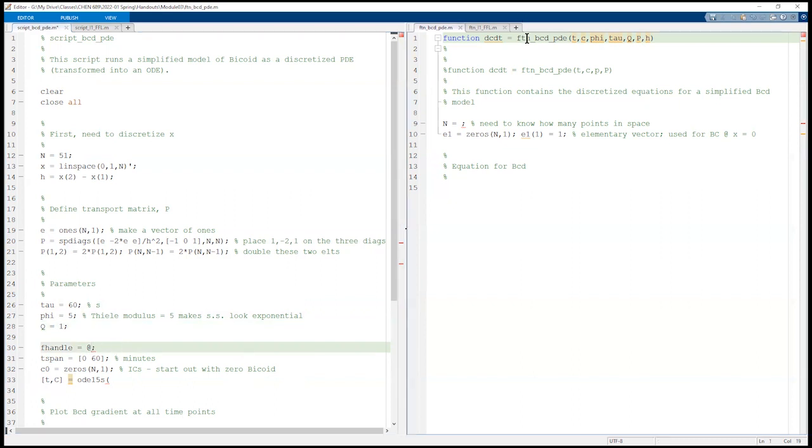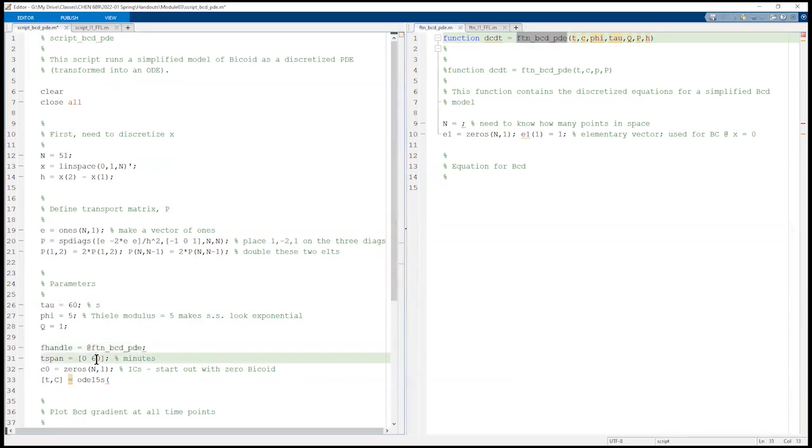Our function handle will be the name of our function here. We're going to have it go for an hour, 60 minutes. Although that's weird that I put 60 seconds here and now I'm having 60 minutes here. I'm wondering if there's something that I messed up with that. I'll have to go back and look and see if this runs correctly or not.